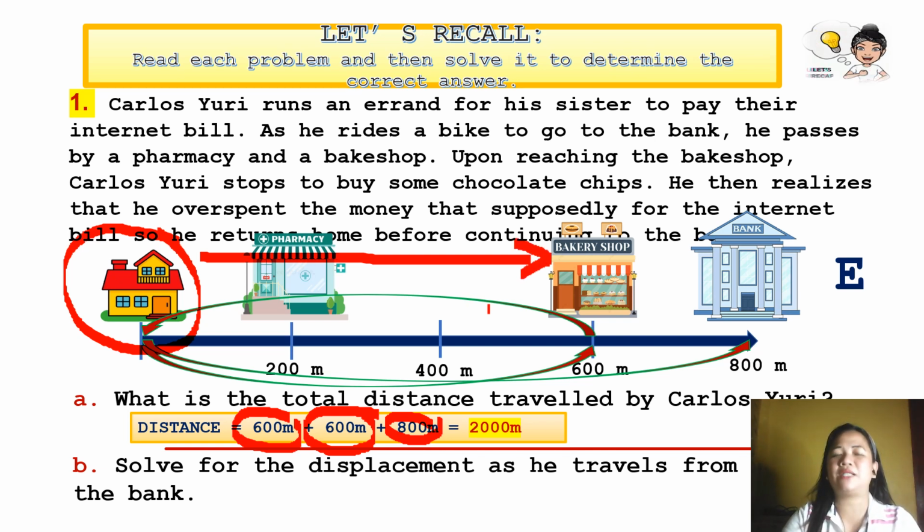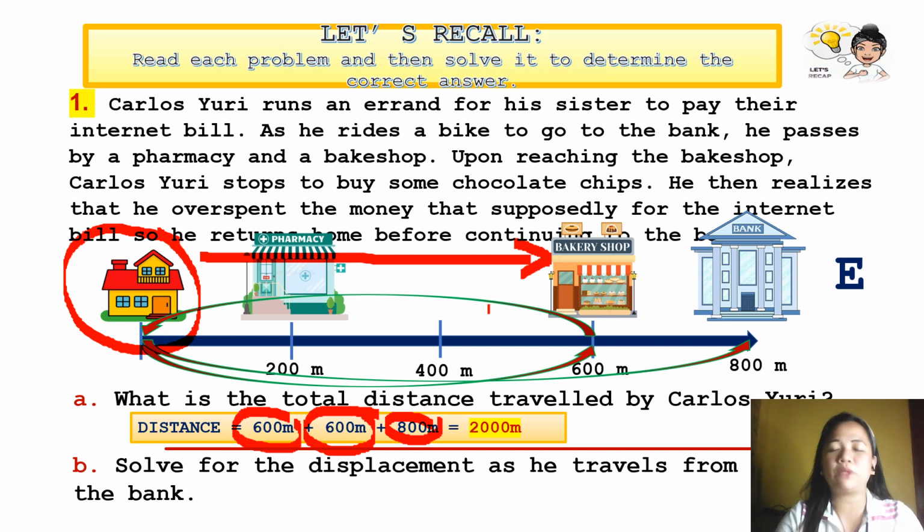Ito siya, sabi natin, single path. One dimension, isang diretsyo. Since siya ay diretsyo lang, ang distance niya and displacement is always equal. So, kung from here going to the bakery at 600, ang kanyang distance is 600. Ang kanyang displacement is also 600 going to the east. Remember, kaya may east kasi meron siyang direction. Si displacement ay meron direction.